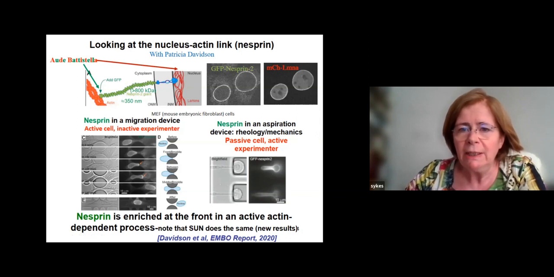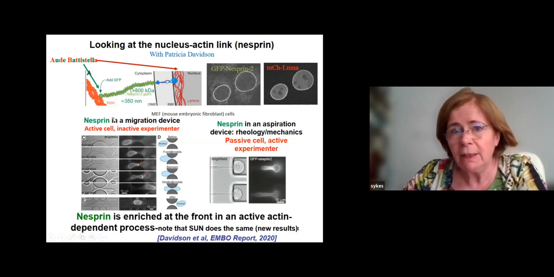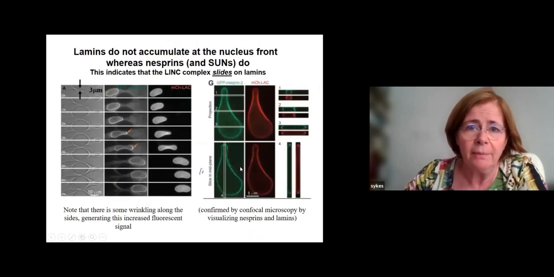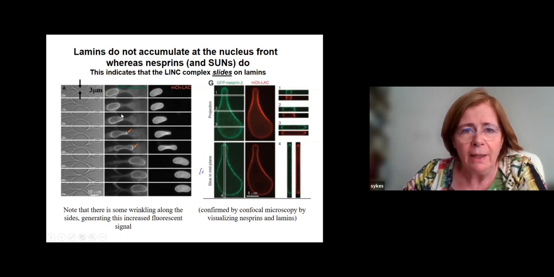So the question is, what can we do about this? How is actin pulling, and what's the link between what's underneath? One very important result is that nesprins are distributed at the front of the nucleus, whereas lamins remain evenly distributed, as you see here.